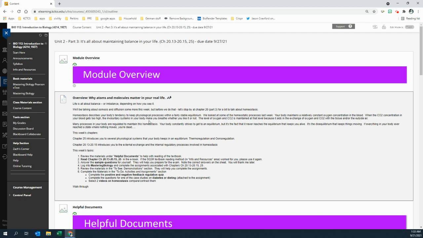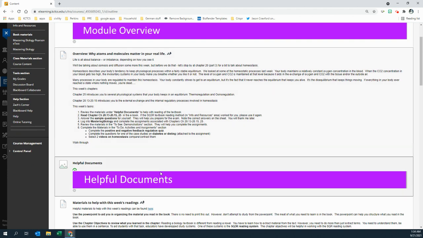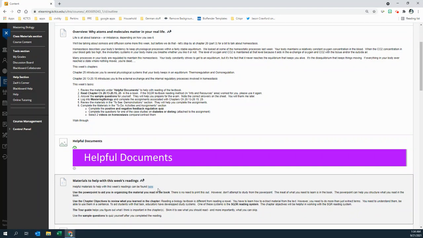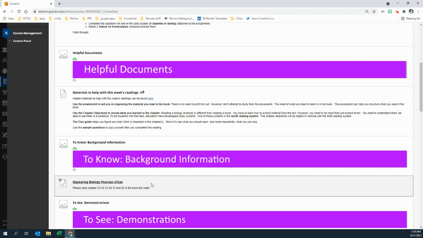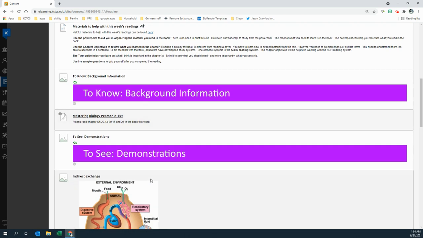So here's your overview again. Chapter 25, we're going to talk about specific physiological systems, specifically thermoregulation and osmoregulation. And then chapter 20 talks about the types of regulatory mechanisms involved in homeostasis. As usual, you've got the helpful documents that you can find here. You want to read just the third part of chapter 20 and 25 in the book.